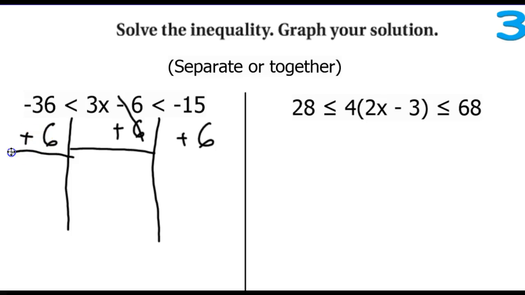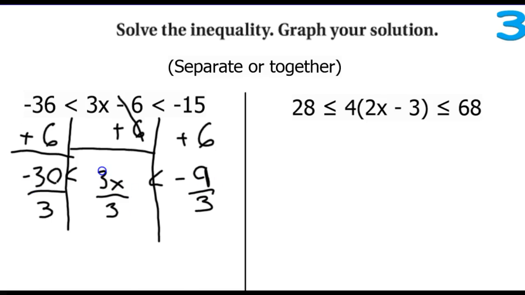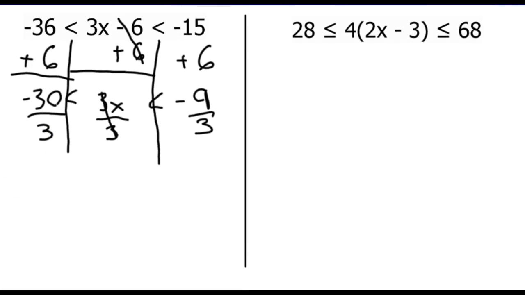So we have negative 36 plus 6, which gives us negative 30, is less than 3x, which is less than negative 9. Divide that by 3, divide that by 3, and divide by 3. So we have x in the middle. Negative 30 divided by 3 is negative 10, which is less than x, which is less than negative 9 divided by 3, which is negative 3.